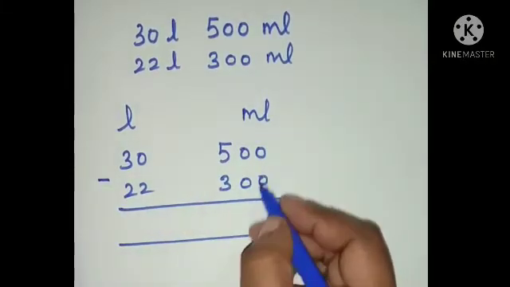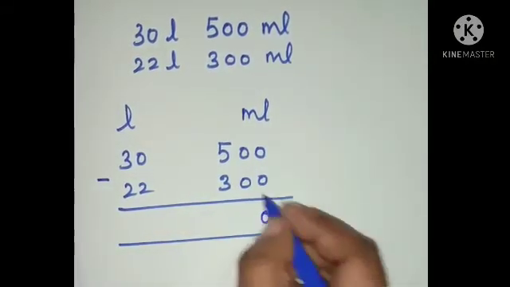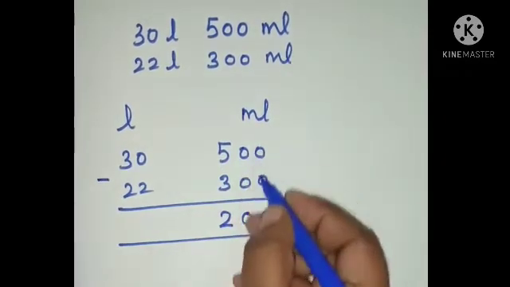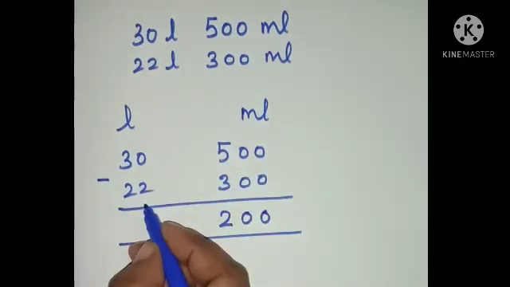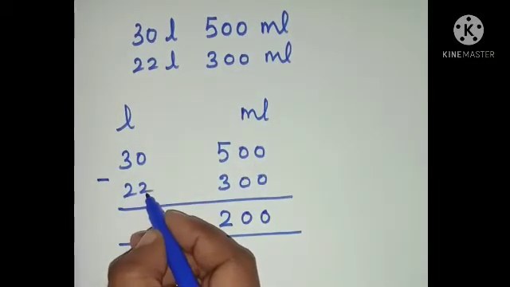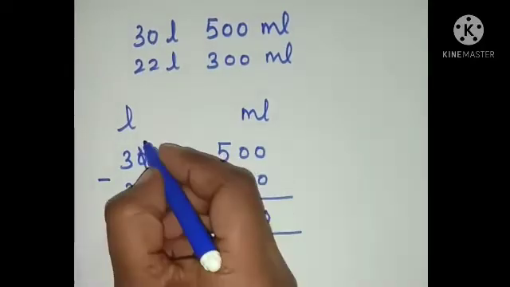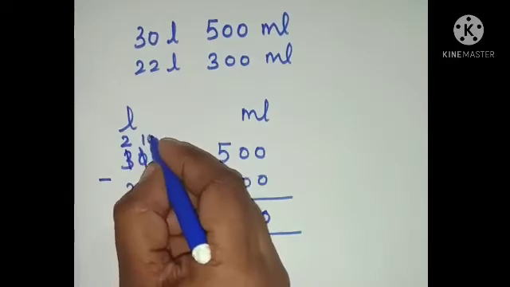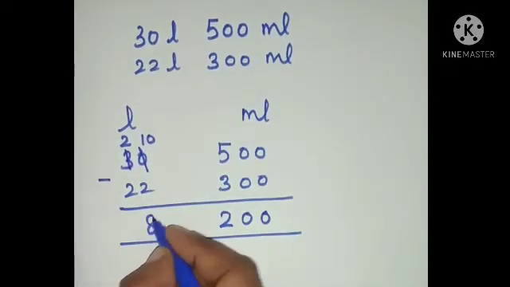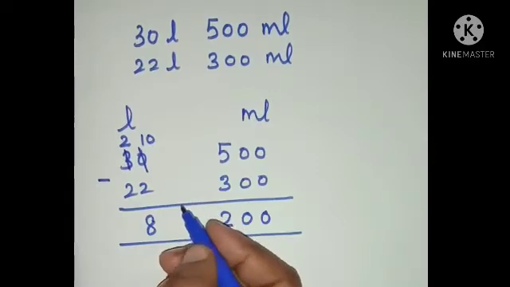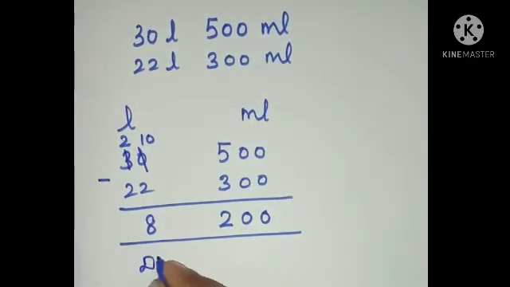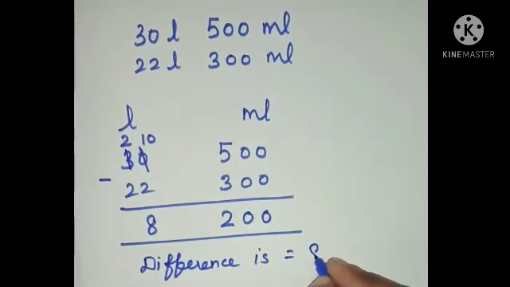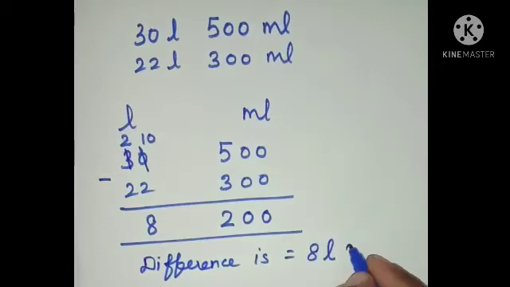First, let's start from milliliters. 0 minus 0, 0. 0 minus 0, 0. 5 minus 3, 2. 200 milliliters. 0 minus 2. We can't subtract 2 from 0. Let's borrow 1 from 3. It becomes 2 and 0 becomes 10. 10 minus 2, 8. 2 minus 2, 0. Now the difference. Difference is 8 liters 200 milliliters.